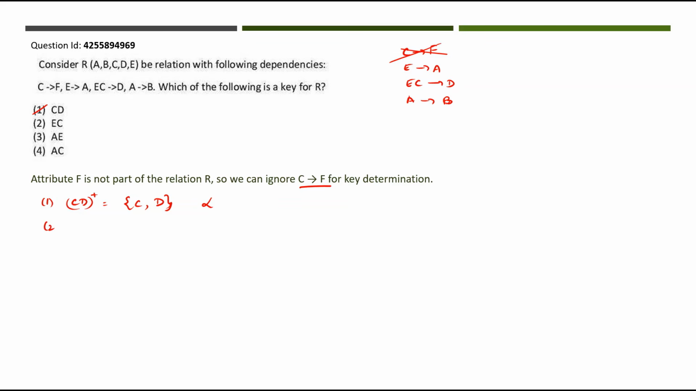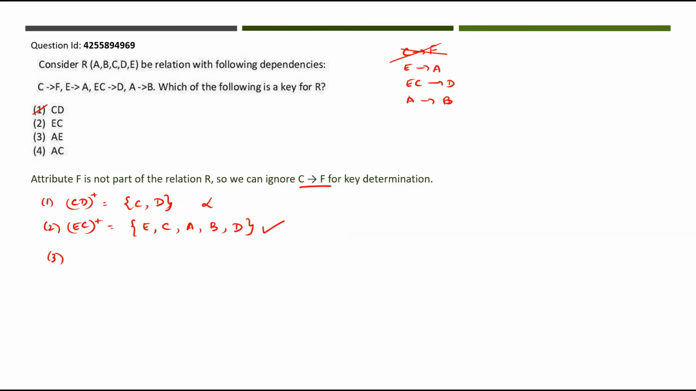Let's take the second option, EC. When you find closure, you automatically have E and C here. From E you will be able to derive A. From A you will be able to derive B. From E and C you will be able to derive D. Are we getting all the attributes A, B, C, D, E? Yes. So EC can be the key for R.